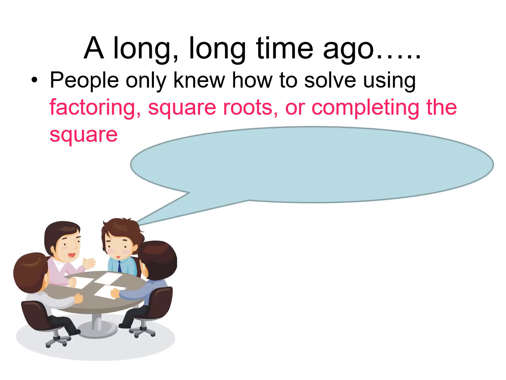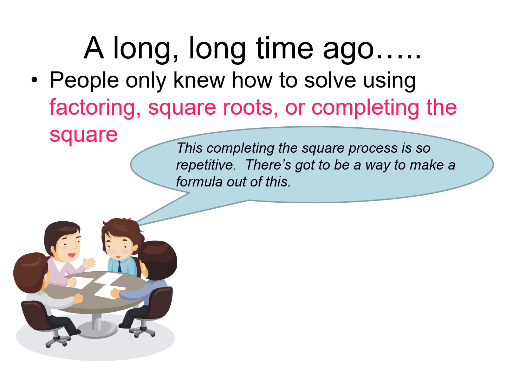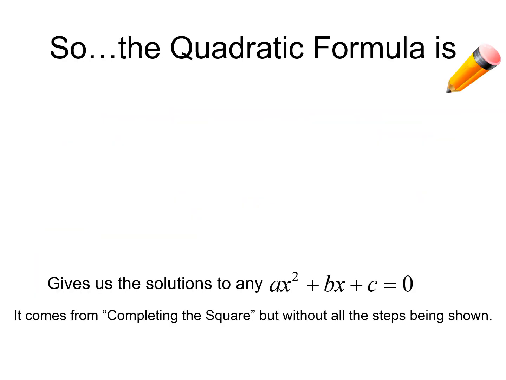A long time ago, before all of us, people only knew how to solve using factoring, square roots, and completing the square. There were a couple of mathematicians sitting around a table talking about how repetitive the completing the square process is. So they figured there's got to be a way, we can derive a formula to make this process a little bit easier. Then came the quadratic formula.